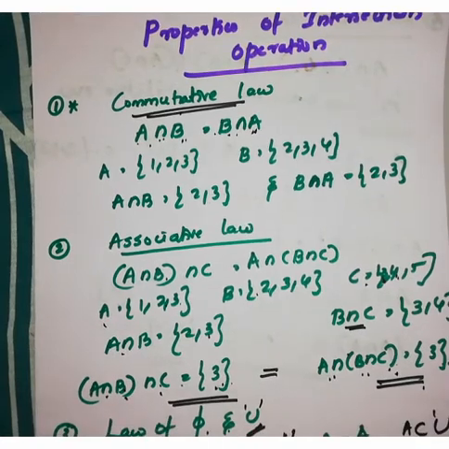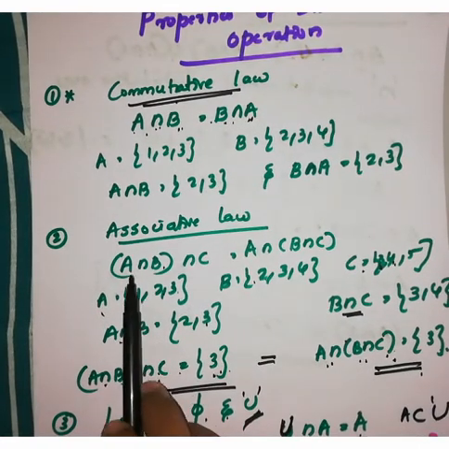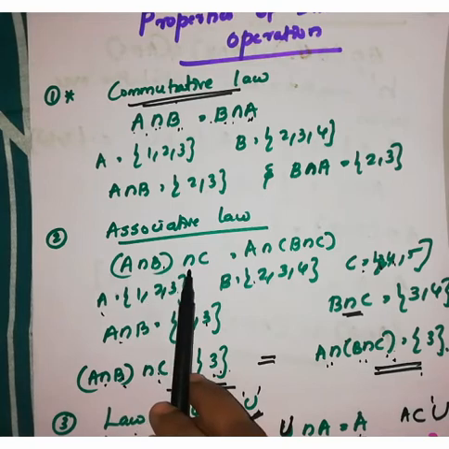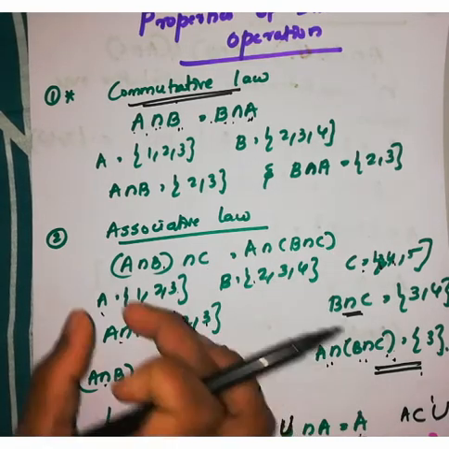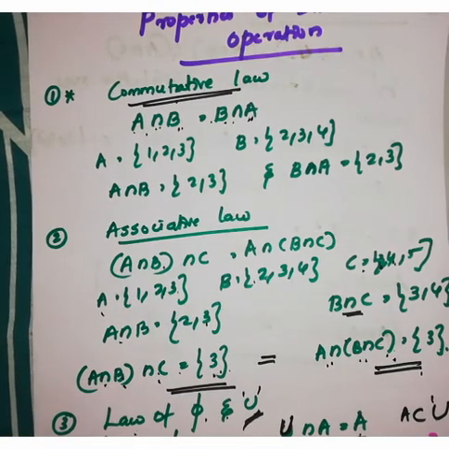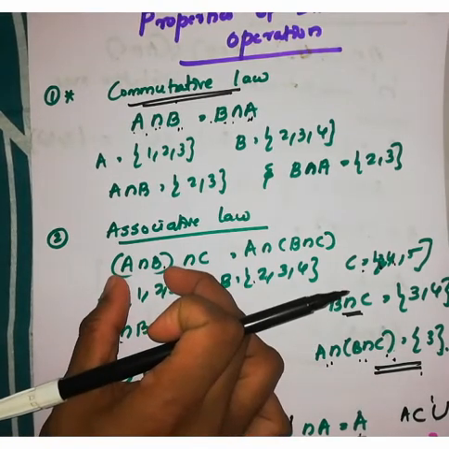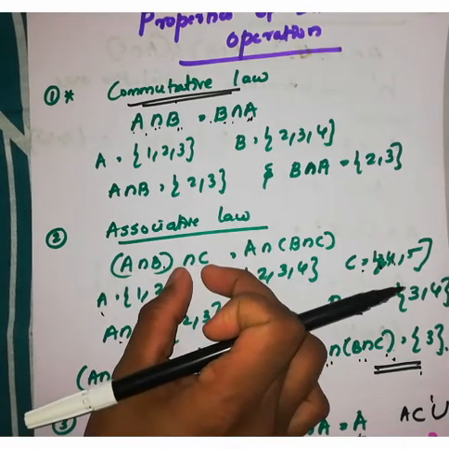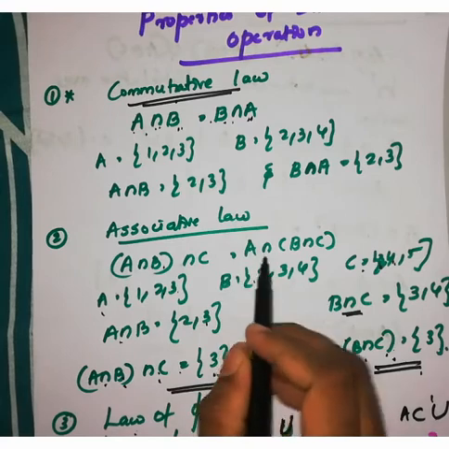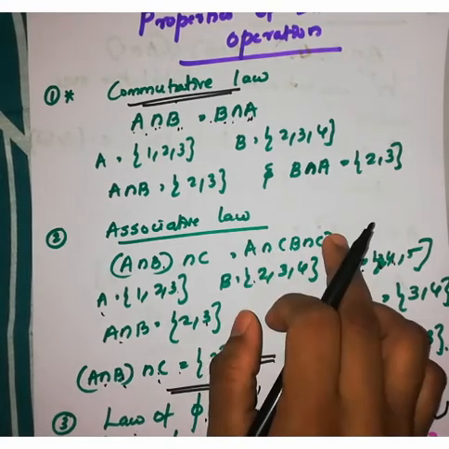The next is the associative law. What is the associative law? A intersection B intersection C is equal to A intersection of B intersection C. That means we have three sets A, B, C. First we take the intersection between A and B. Then we intersect that result with another set C. The result is the same as A intersection of B intersection C.